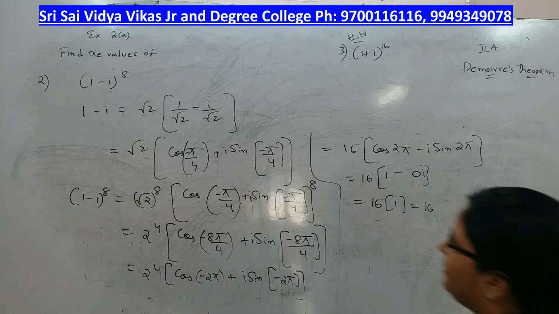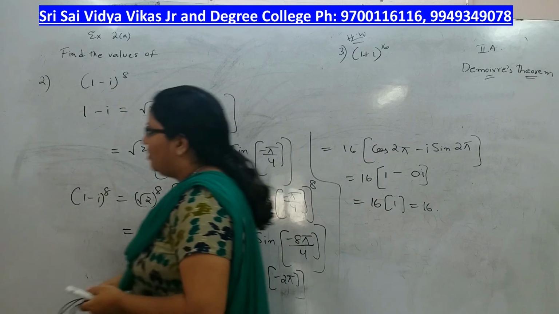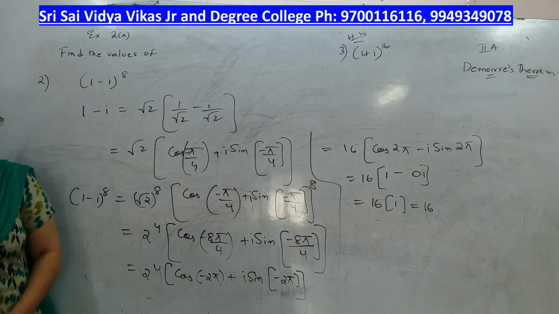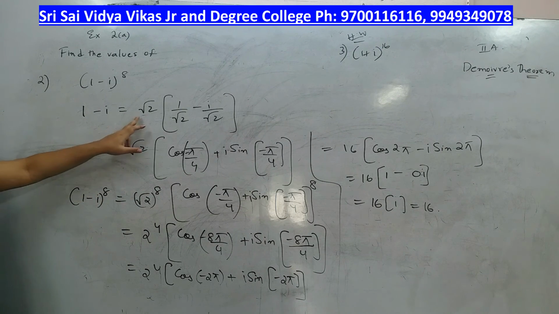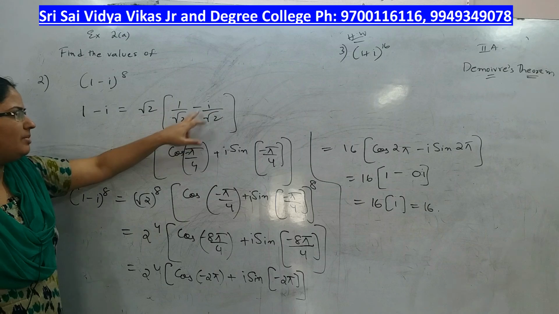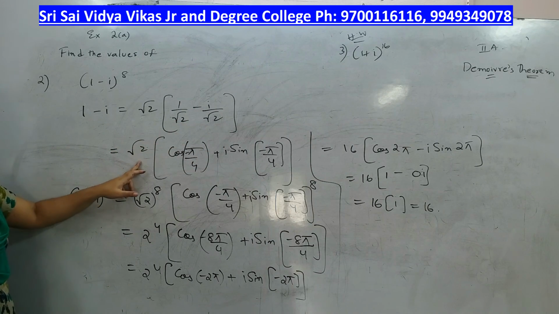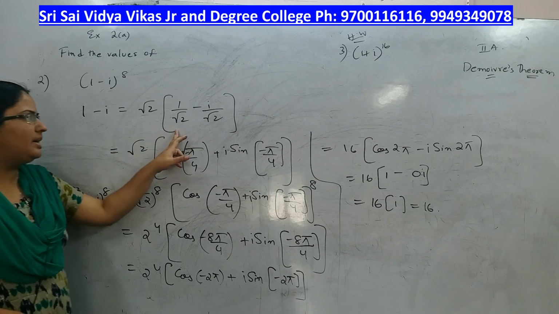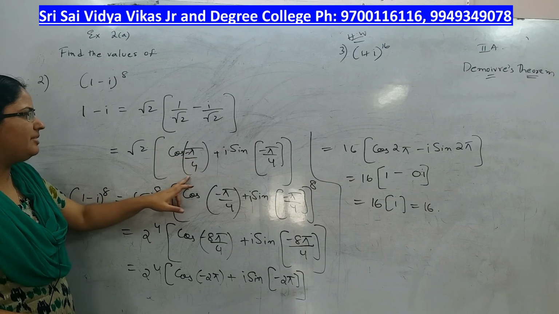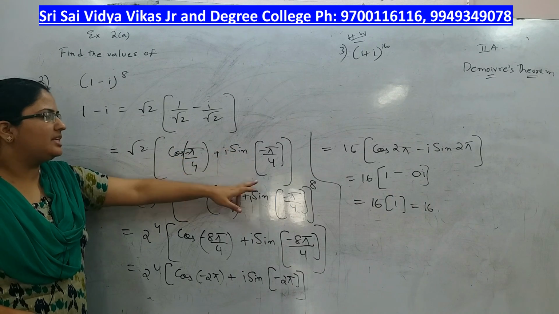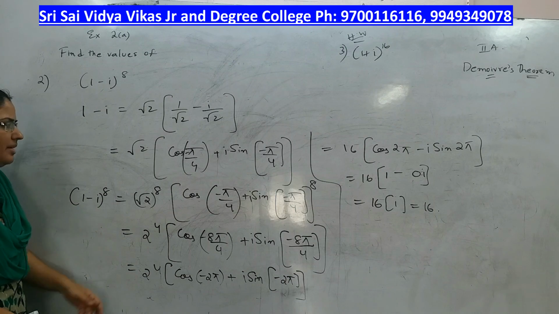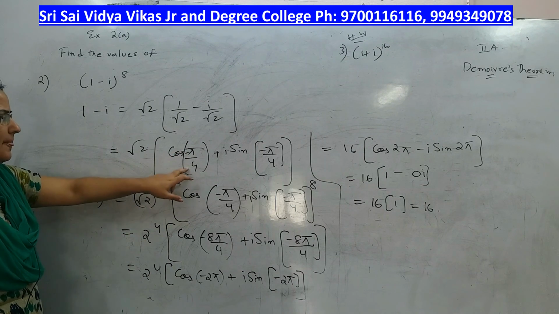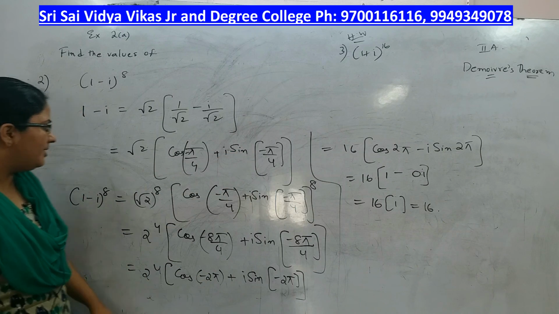Our next problem for today, 1 minus i whole power 8. You have 1 minus i is equal to, multiply and divide by root 2. Root 2 into 1 by root 2 minus i by root 2. Root 2 as it is. 1 by root 2 is cos of minus pi by 4 plus i sin minus pi by 4. Since you have minus here, you are writing cos minus pi by 4 plus i sin minus pi by 4.